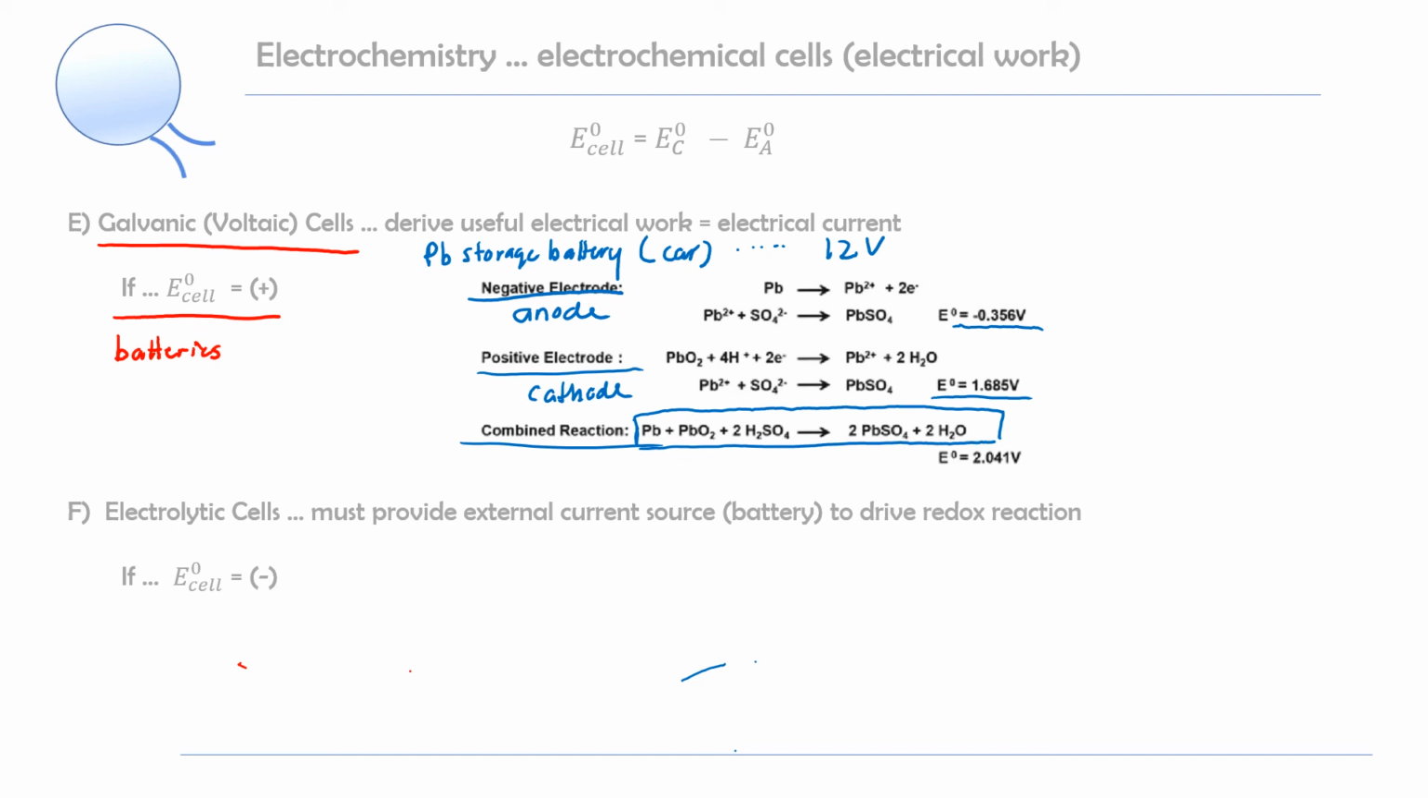So this is one cell in your battery generating a positive 2 volts approximately. And in any car battery, you typically have 6 cells. So that's where we get the 12-volt battery.